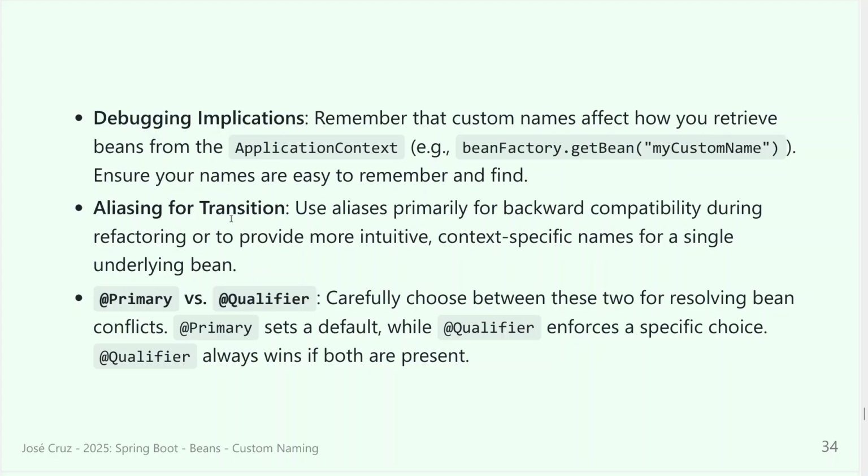Okay, aliasing for transition, as the use case that we talked about previously. You want to use alias for different purposes. And primary and the qualifier, remember that the qualifier always overrides the primary. It doesn't mean that it's better than the other one. Again, this answers the question of when you want to choose a precise bean, and you want to use primary when you want a bean to rule over the other ones that implement the same interface.